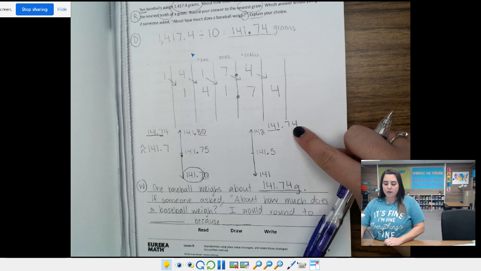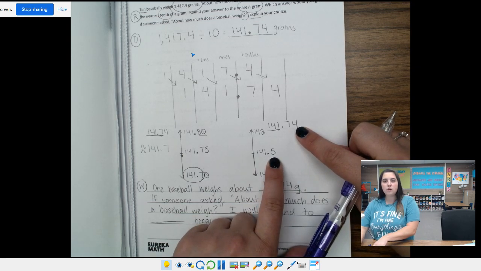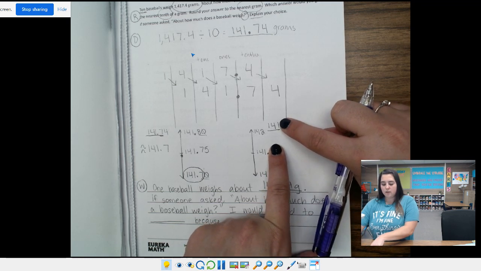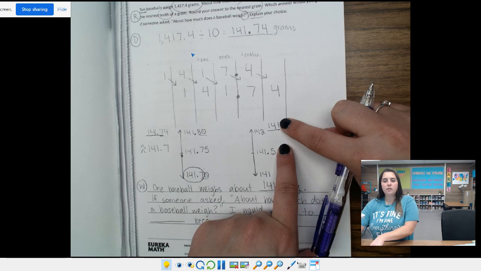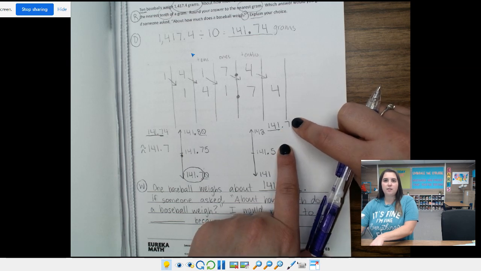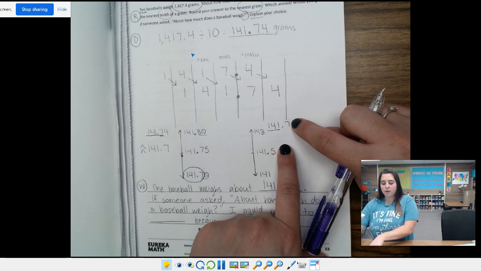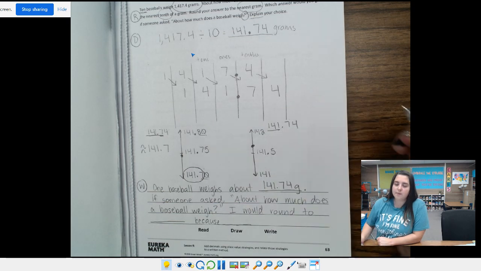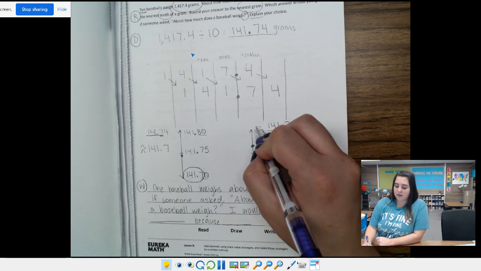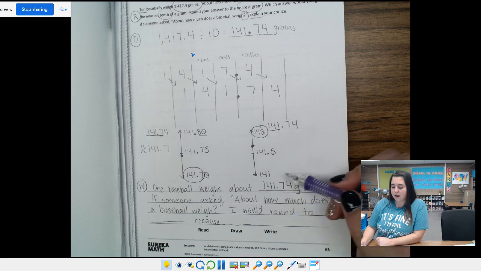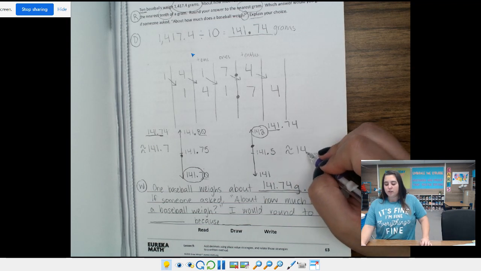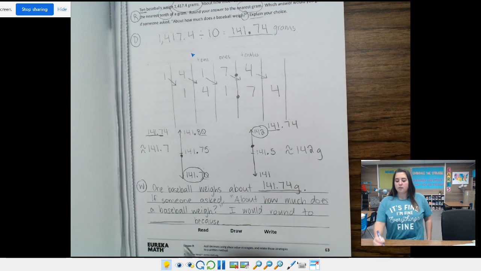So now our number, is it more than this or less than this? So I have my 141. Then I have a 5 as my midpoint. I have a 7 as my tenth in my real number. 7 is more. So it is somewhere up here. Do I round up or do I round down? Up. I am at the midpoint or higher, so I round up. So I could say it weighs about 142 grams.